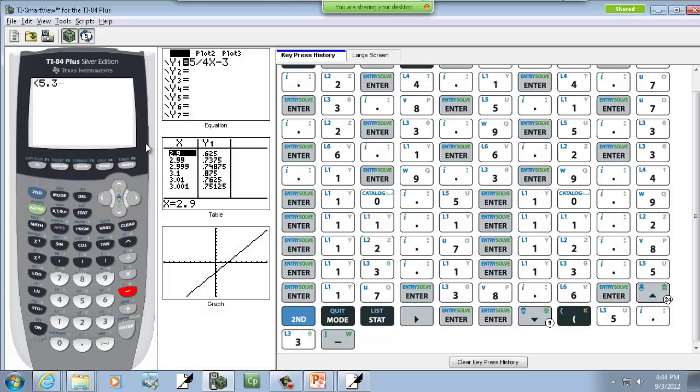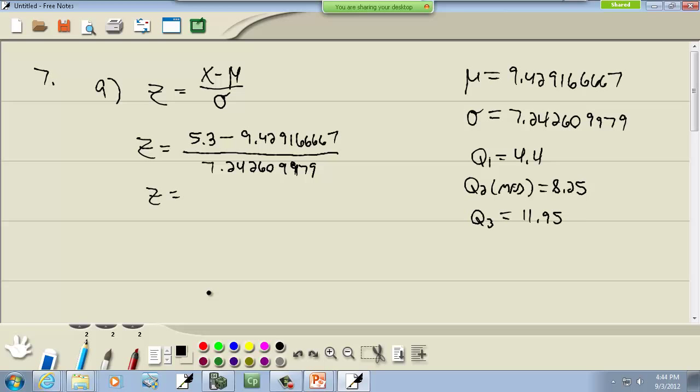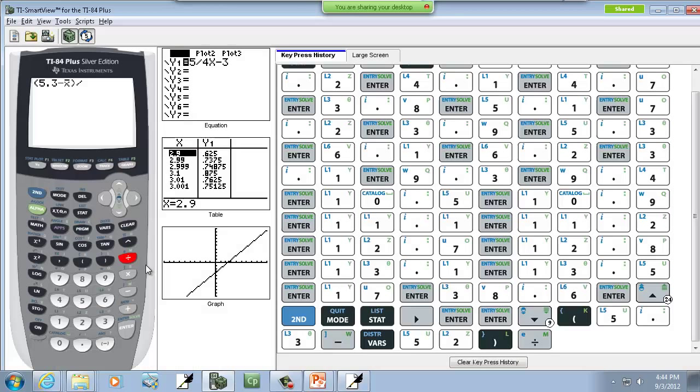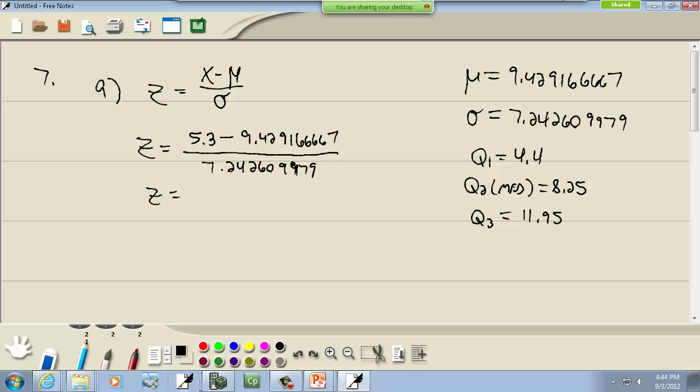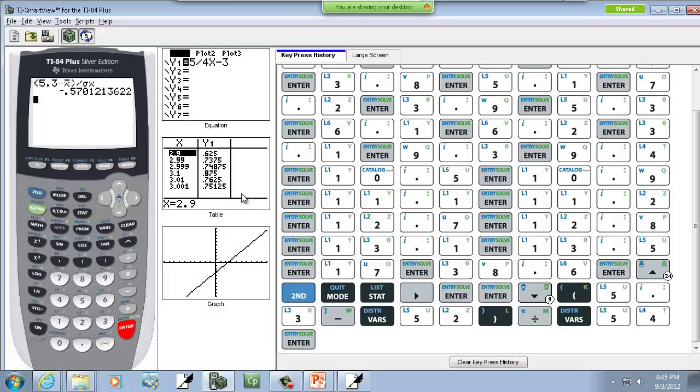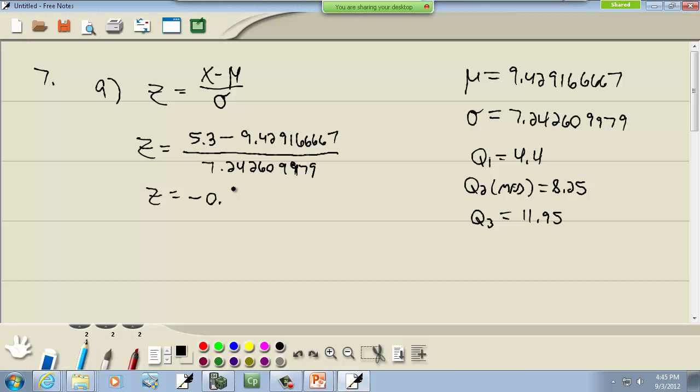So I'm going to go into my vars, 5 for statistics, and we want our mean, which is in 2. Remember, x bar and mu are the same thing formula-wise. Then I do a closing parentheses divided by, and my standard deviation, which was sigma. So I go into vars again. Choose 5 for statistics, and sigma is number 4. And then I push enter. And our z-score is negative 0.57. That's our first answer.